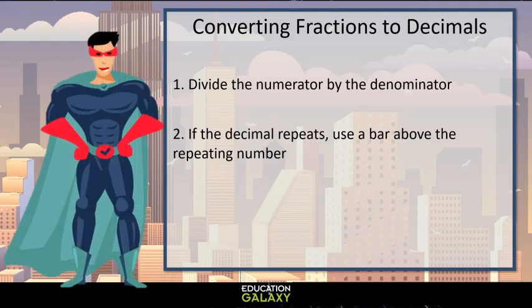Hello. I'm here to teach you all about fractions and decimals and how you too can save the world with math. Let's start with converting fractions to decimals. In order to do so, you want to first divide the numerator by the denominator. If you notice your decimal repeating, use a bar above the repeating number so that the world knows that number or set of numbers is repeating. Let's look at some examples.